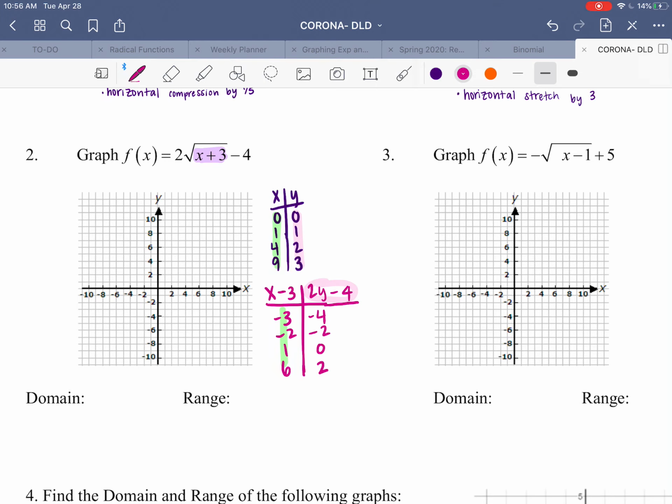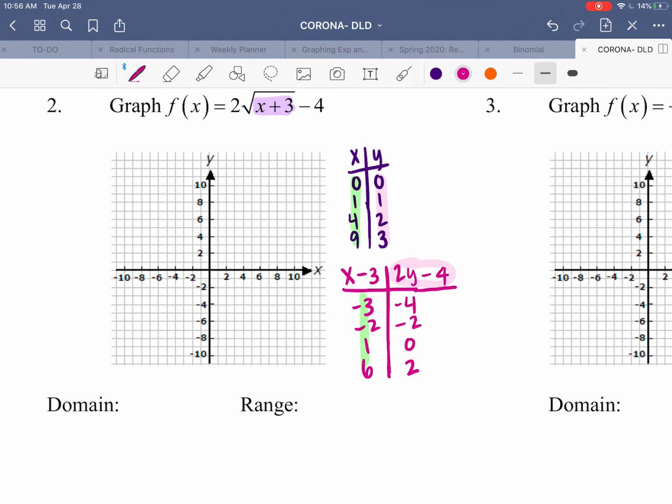So next, all we have to do is plot these points. If we plot these points, we're going to be plotting the ones here in pink. So we're going to have -3, -4, -2, -2, 1, 0, and 6, 2. Remember, we're not going past this point, okay? We're not doing this. This is a no, okay? We're going to start at that point, and our graph is going to come up and over, and we're going to have an arrow on it.